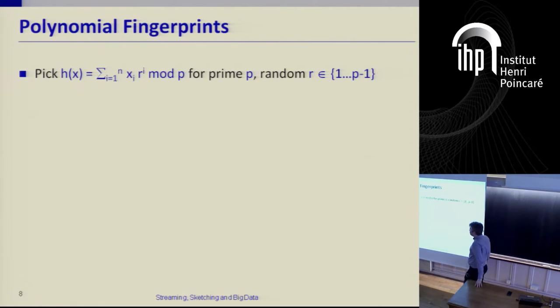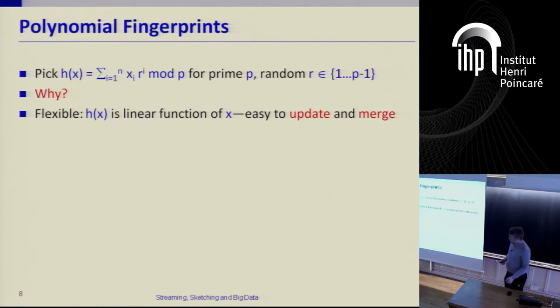So here's the hash function that I'll use. My hash of this vector x is the sum over all indices i of the value at index i times r to the power i, where r is some randomly chosen number modulo p for some prime p. So r is now random in this range. Why did I pick this one function out of all possible functions? Well, it has the properties that I want. It's a linear function of the input. So if I see a new bit, I'm told that at index i prime there's a 1, I can fairly quickly work out the contribution. I basically just add on to my running sum modulo p of r to the power i prime.